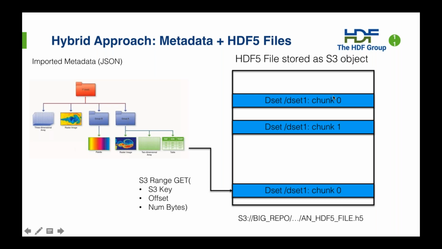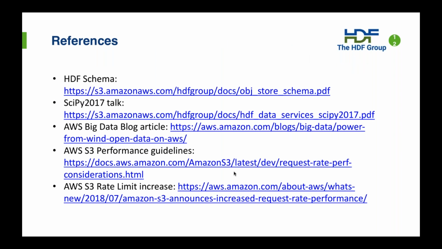So here's an example of how it works. Imagine I have an HDF5 file stored as an S3 object. I run the importer that grabs all the metadata and stores it in S3, and the server access would do the usual stuff until it got to reading a chunk from a data set in the file. And here, this access would get translated to the S3 range get. So given the key, the offset and num bytes, this metadata knows that this chunk is at this offset from the file and it's this long. It can directly read that content. And here are some references.